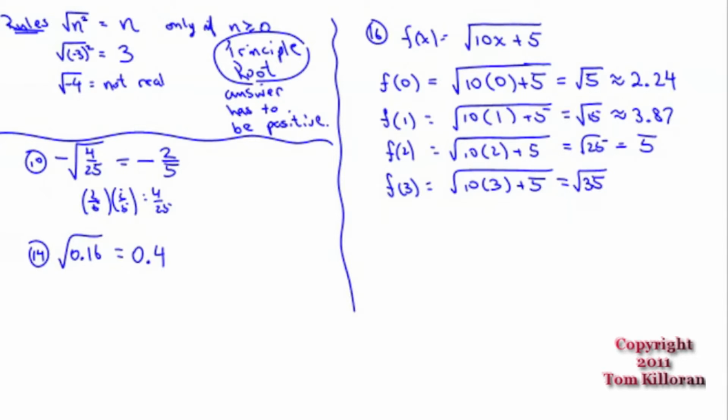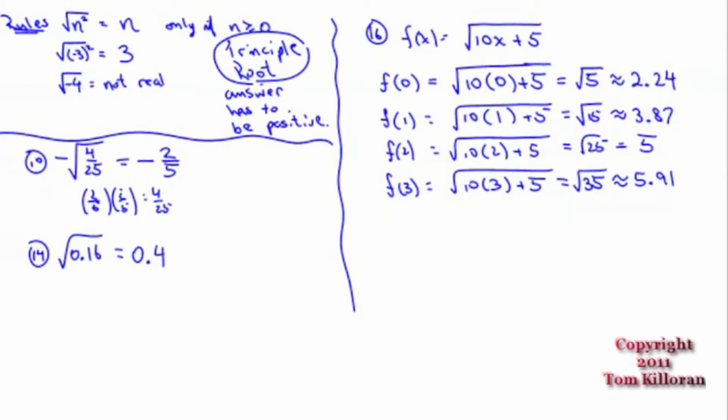What's 35 close to as a perfect square? 36. So the answer should be somewhere around 6, a little bit shy. 5.91. That's really close. 5.91. Okay.